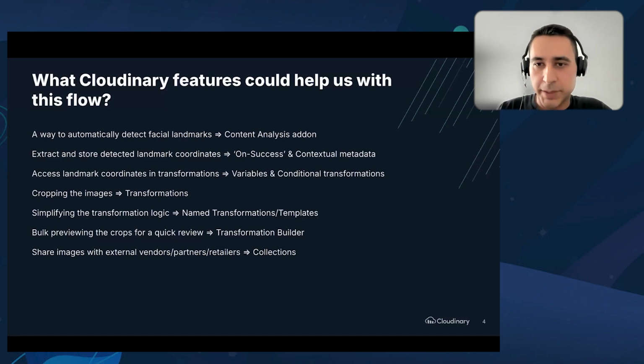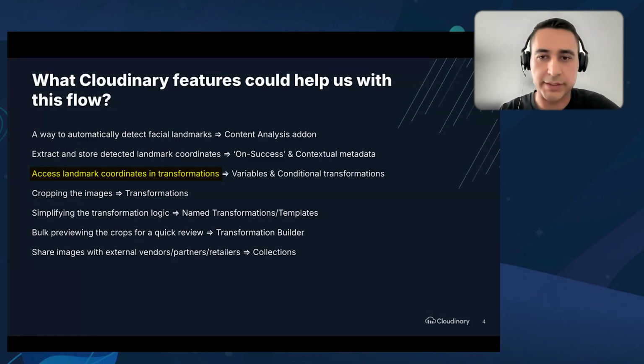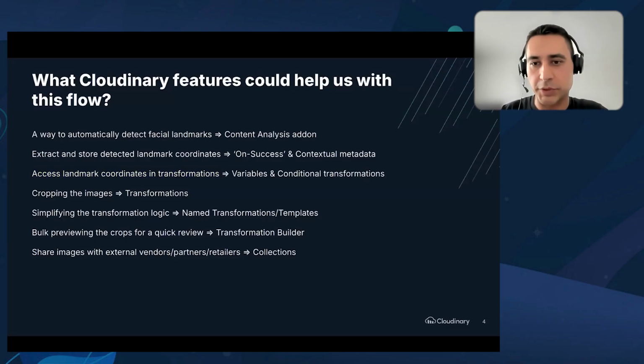We're going to be storing this information in contextual metadata on Cloudinary, which is a key value store of data that we can attach to an asset, and we can reference that within our transformations. We'll be using variables to extract the data from the contextual metadata and then use conditional transformations to decide if there is data there, then we want to perform the crop based on it. So we'll cover the conditional transformations feature as well.